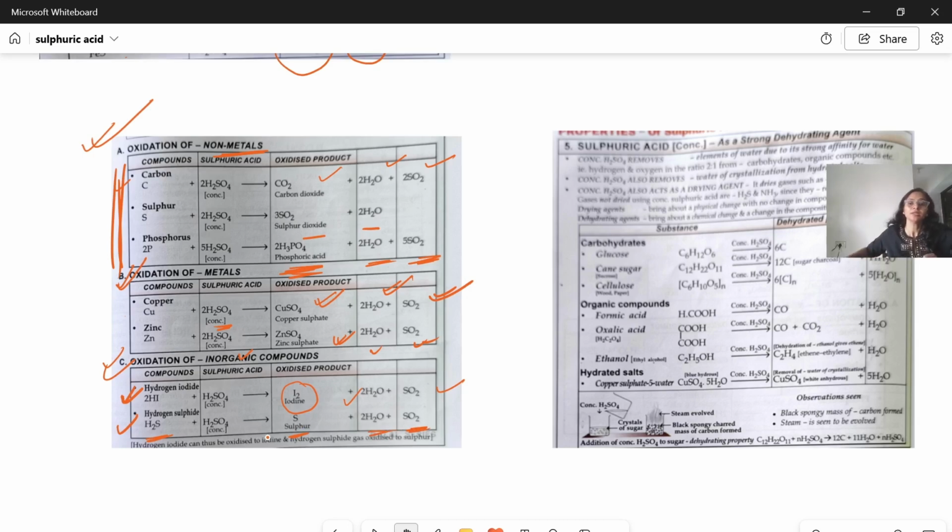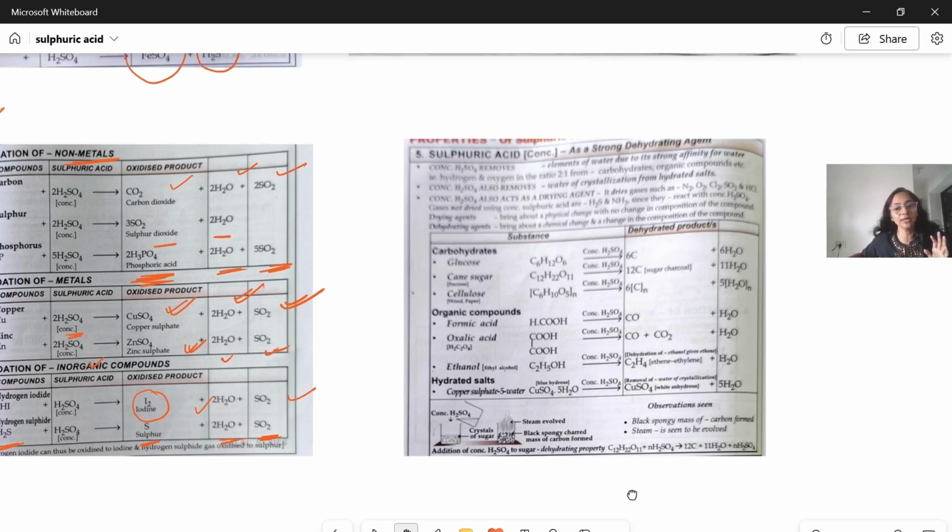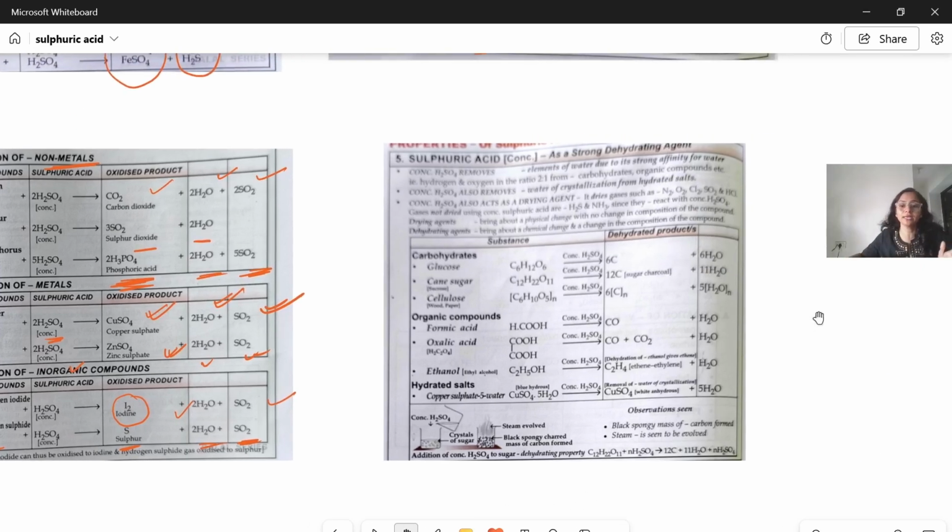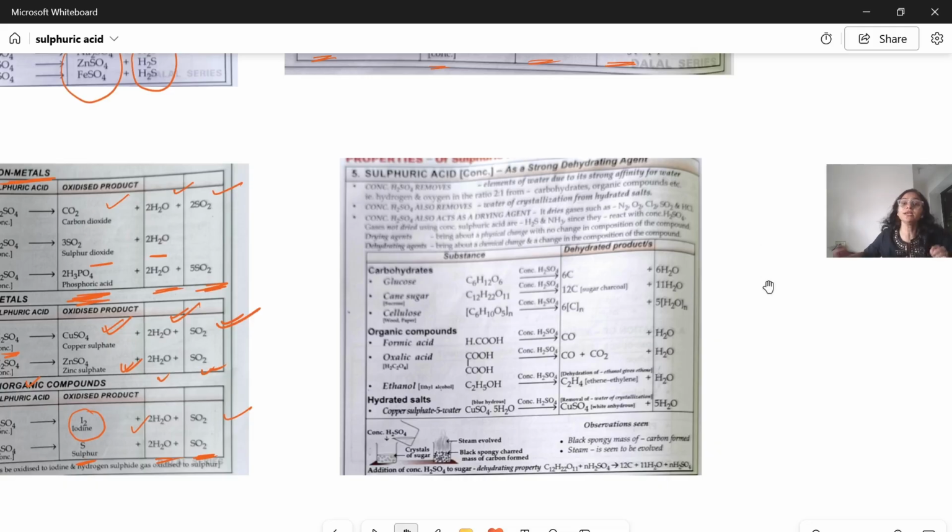All right. Coming to the last part, and then we are done with the whole chapter of sulfuric acid. The last part is that sulfuric acid is a strong dehydrating agent. What does dehydrating agent mean? It means it removes water, right?